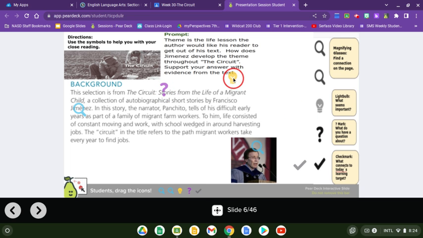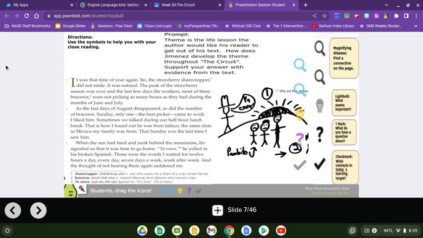What kind of themes could come out? What kind of life lessons could come out of a story that's all about constant moving and work with very little school in between? What kind of message could you get out of a story like that? What kind of lesson are we supposed to learn? Well, let's begin the story.